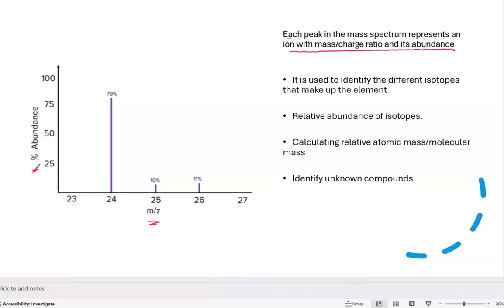Mass spectrum is used to identify the different isotopes that make up the element and the relative abundance of each isotope. It is also used to calculate the relative atomic mass and molecular mass, and used to identify unknown compound.